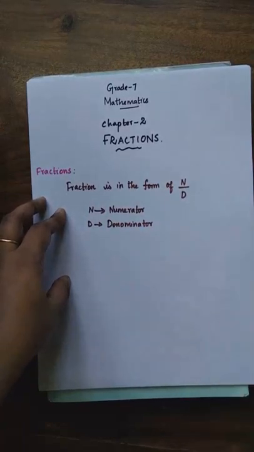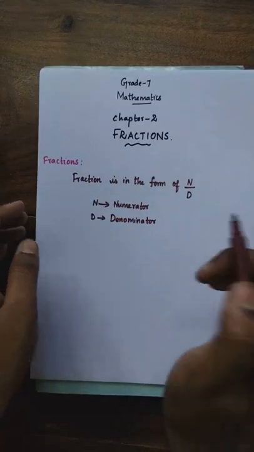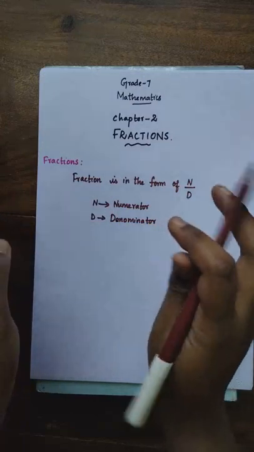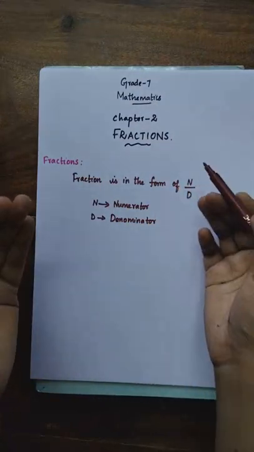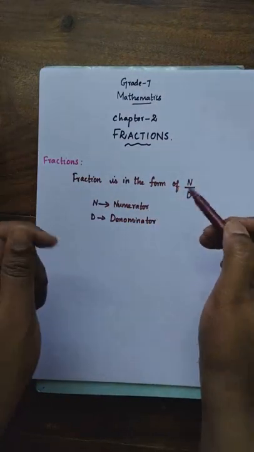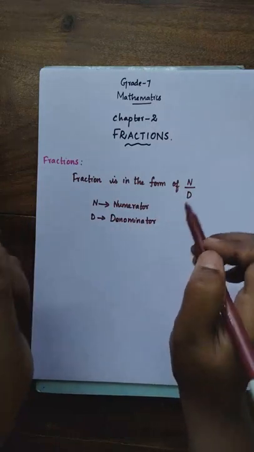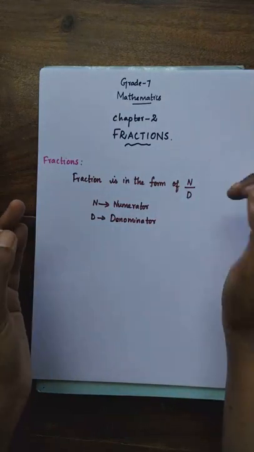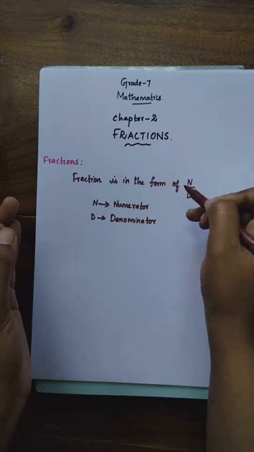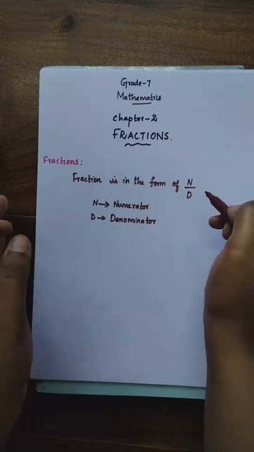A fraction is in the form of n by d. We will write the fraction in the form of n by d. N stands for numerator, d stands for denominator. Numerator means the top of the fraction, denominator means the bottom of the fraction.